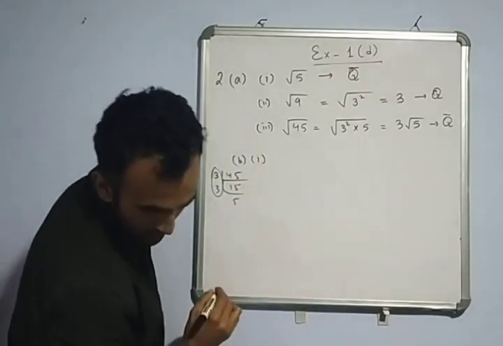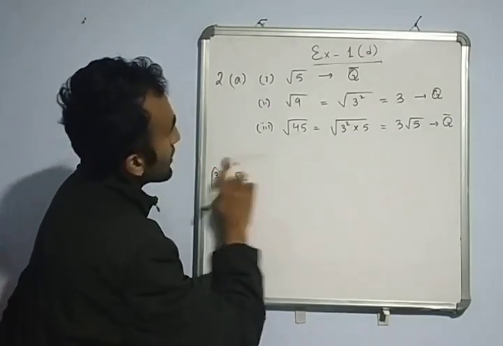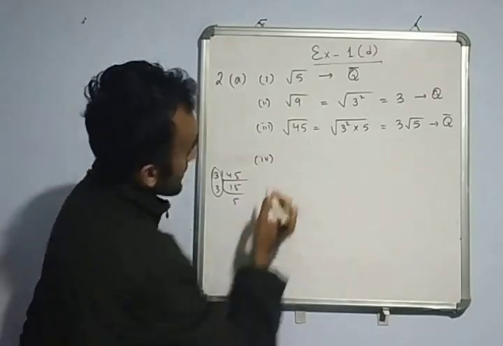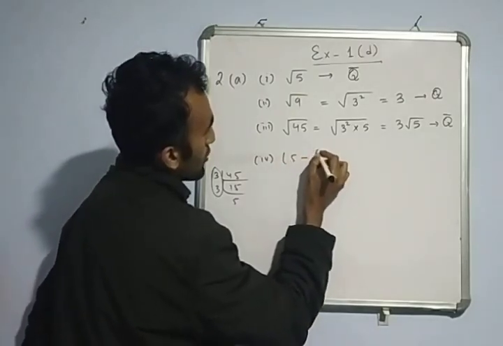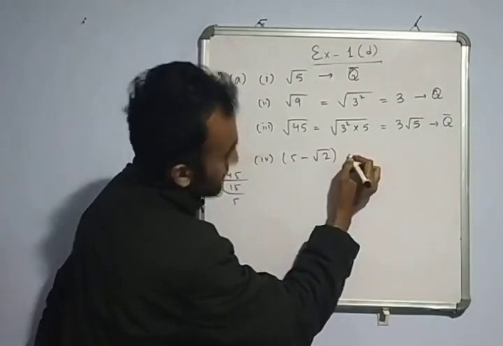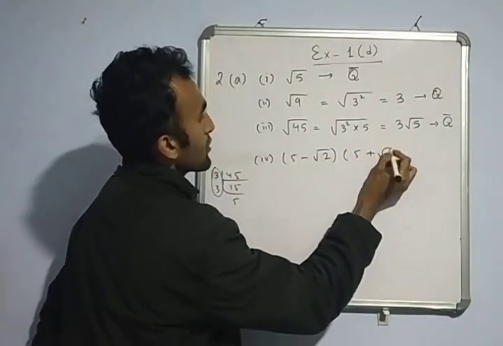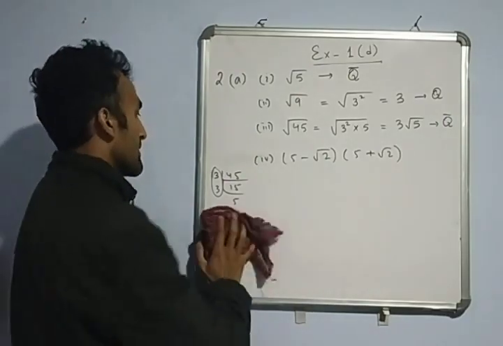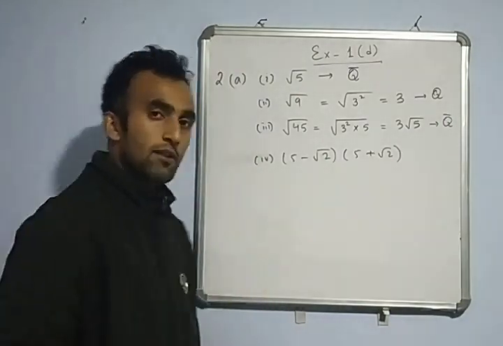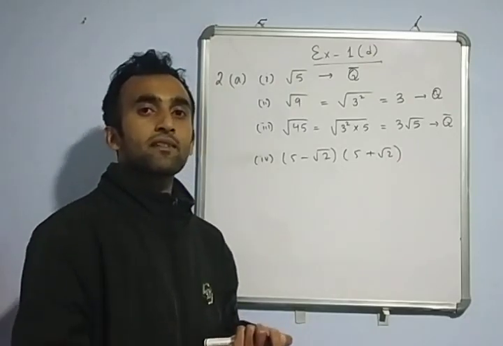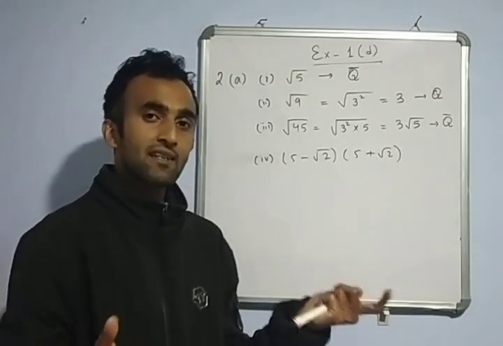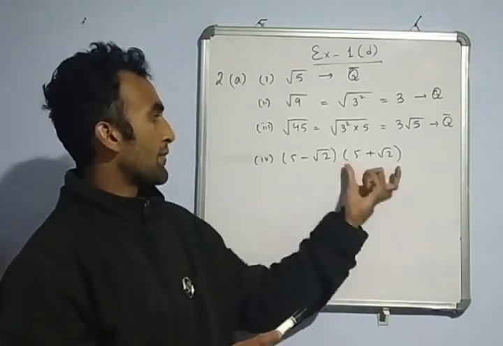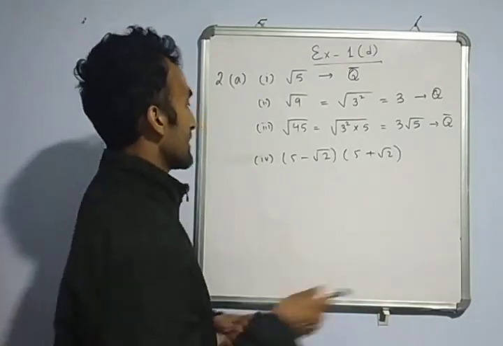So this is sub number 3, this is sub number 4. Sub number 4 is 5 minus root 2 and then 5 plus root 2. We have to tell whether it is rational or irrational. Don't simply declare. Last time I told you, rational added with irrational or rational subtracted from irrational, the output is called irrational. But here it is in product form. I have to simplify first.